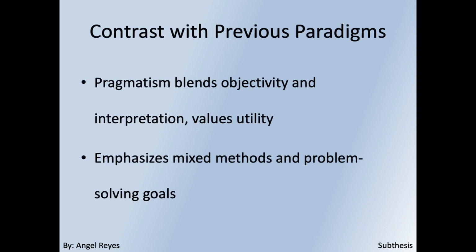To better understand pragmatism, let's contrast it with the paradigms we've previously discussed. While positivism emphasizes objectivity and interpretivism emphasizes subjective meaning-making, pragmatism blends both perspectives by focusing on utility. Positivism generally favors quantitative methods and interpretivism qualitative methods, but pragmatism embraces mixed methods, where positivist research aims for prediction and control, and interpretivist research aims for understanding. Pragmatist research primarily targets problem solving. These distinctions highlight pragmatism's unique positioning as a bridge between traditional research paradigms.